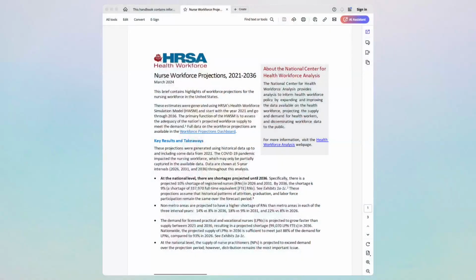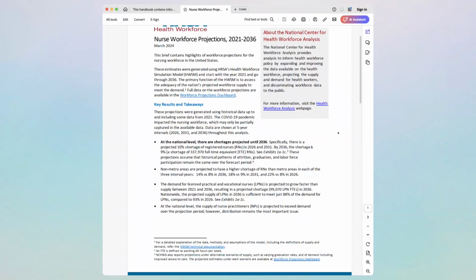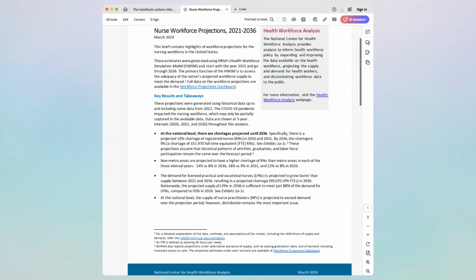First, we want to start with some new data that was released back in March from the HRSA Health Workforce. Now, this is fascinating. We all know that there is data that supports that we have a nursing shortage right now, and that's expected to get worse. This report says that at the national level, there are shortages projected until 2036. Now, take a look at this part. Specifically, there is a projected 10% shortage of RNs in 2026 and 2031. The next sentence says by 2036, the shortage is 9%.